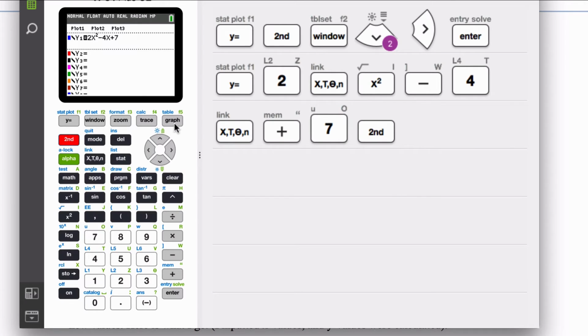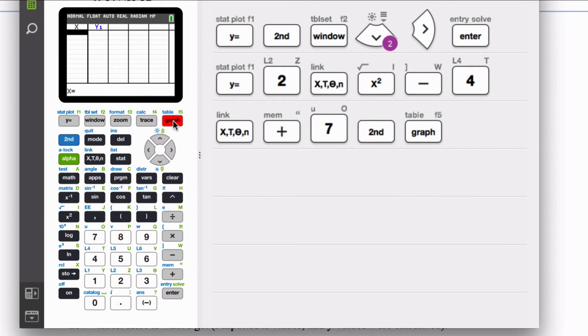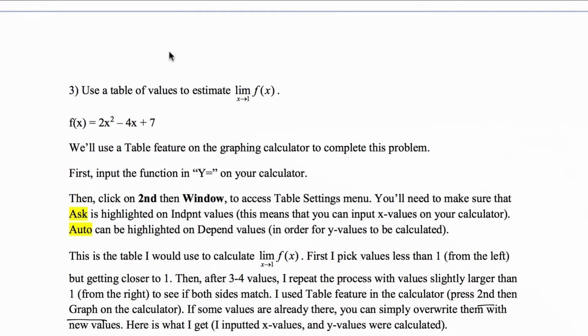But go into second graph. Here's our table. Even if you have something here already, do not worry because you can type over it and you'll see it shortly. Now, we were trying to do limit as x approaches 1, I believe. So how do you do this? Let's take a look real quick.